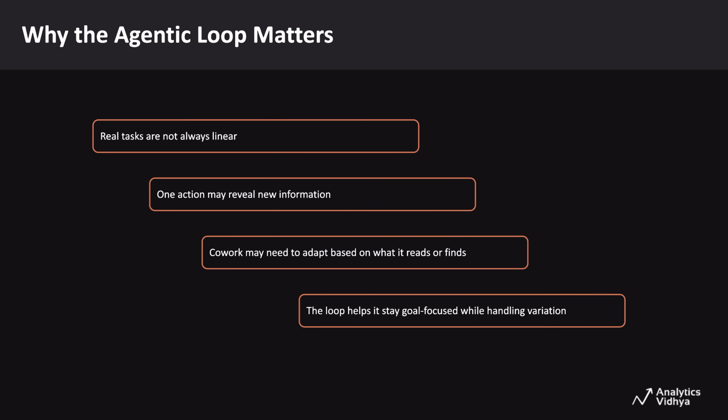The loop matters because real work is rarely perfectly linear. A file may not be where expected, the content may be different than assumed, or a better next step may become obvious only after the first action. So, Co-work needs a way to stay goal-focused while still adapting to variation. That is exactly what the loop enables.